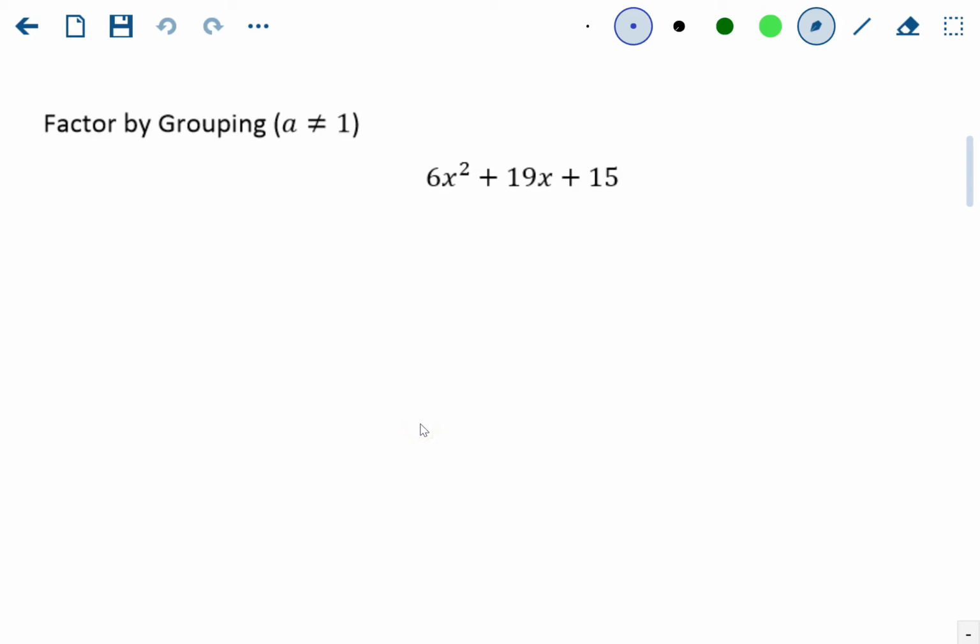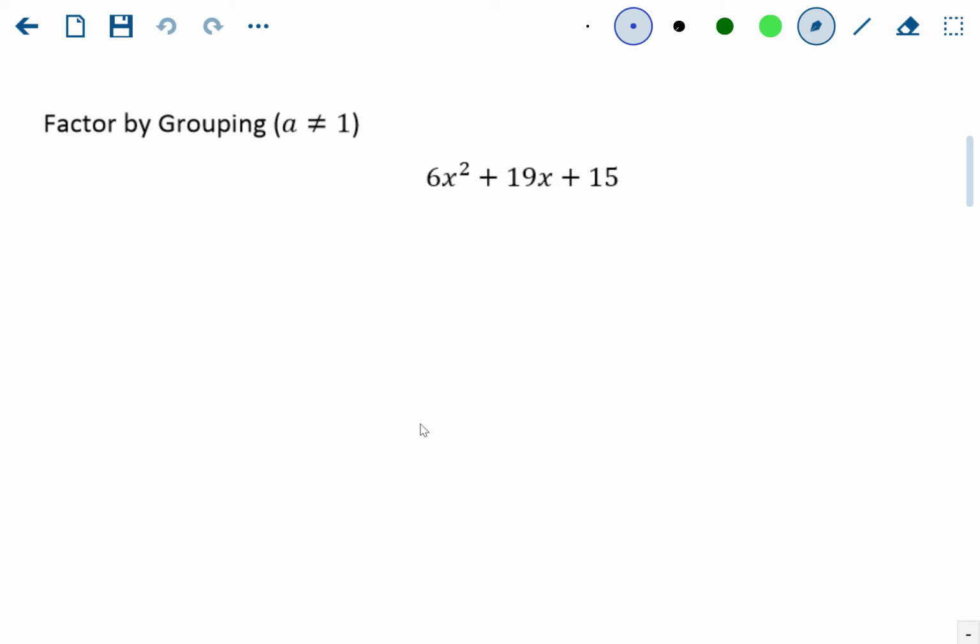Okay, so this is a factor by grouping example. Factoring a trinomial using factor by grouping. You want to use this whenever your a value is not 1. Well, this is one of the methods you could use when your a value is not 1. This is the method I showed in class.